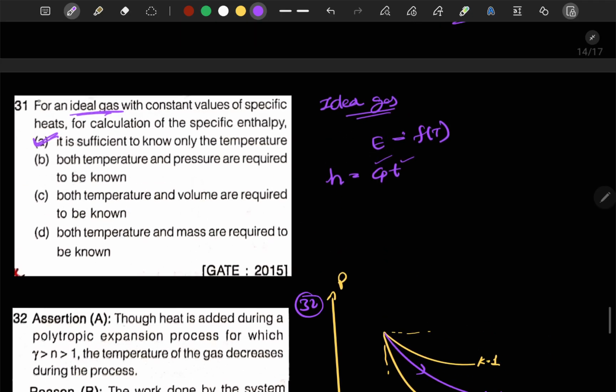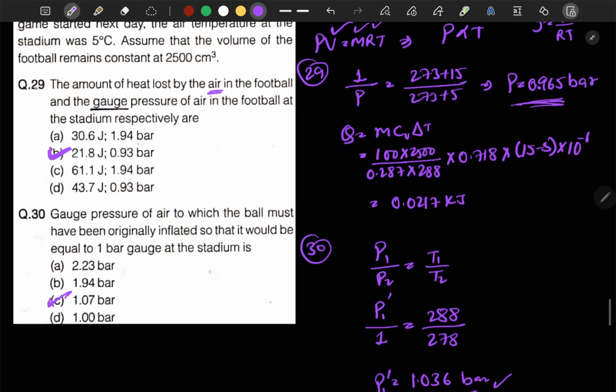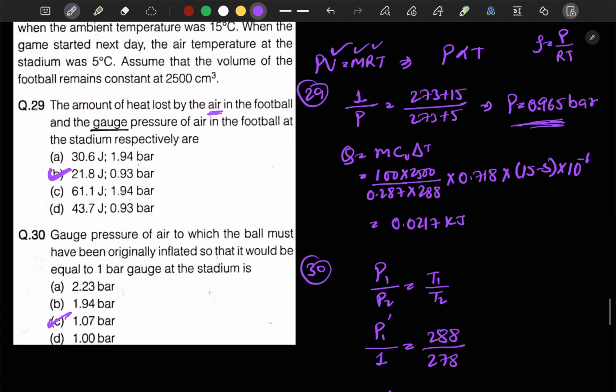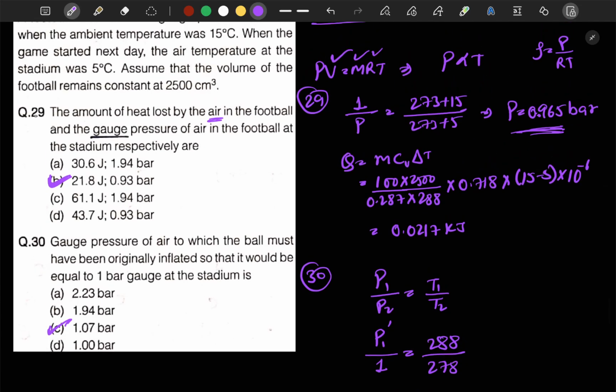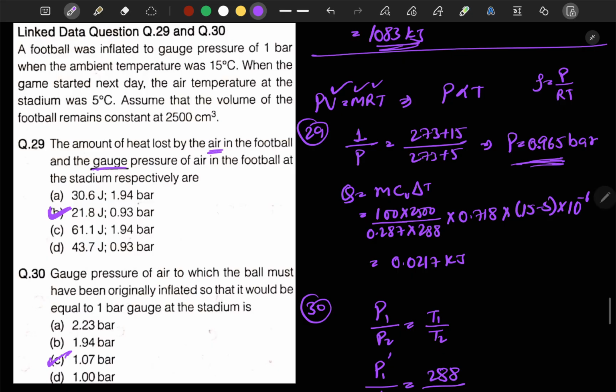Okay, let's first correct the last question. I told you that there was some mistake, but I couldn't find it. Actually, the pressure mentioned is gauge here. But in the case of the ideal gas equation, we shouldn't use the gauge pressure. We should use the absolute pressure.